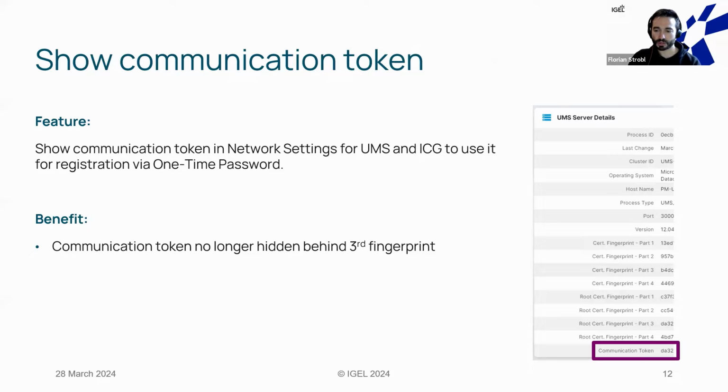Another small change. You probably know the term communication token. You see it when you want to onboard and you want to use the one-time password. Then normally you are asked for the communication token. For the experts, it's clear that it's the third fingerprint of the root cert. That's also explained in the knowledge base. Now we have it stated separately in the UMS Web App, so you can easily find the communication token there and copy and paste it if required.